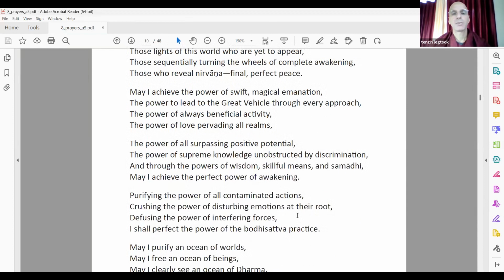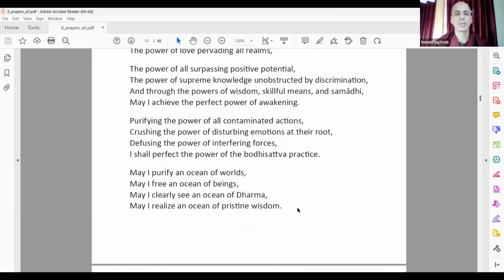May I achieve the power of swift magical emanation, the power to lead to the great vehicle through every approach, the power of always beneficial activity, the power of love pervading all realms, the power of all surpassing positive potential, the power of supreme knowledge unobstructed by discrimination, and through the powers of wisdom, skillful means, and samadhi, may I achieve the perfect power of awakening.